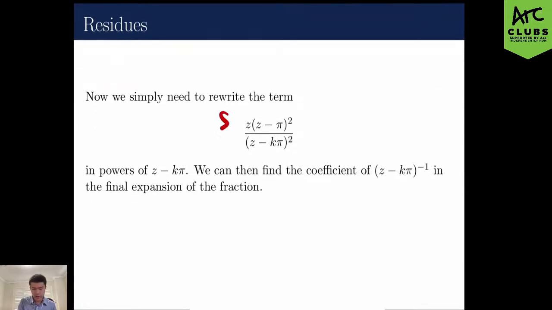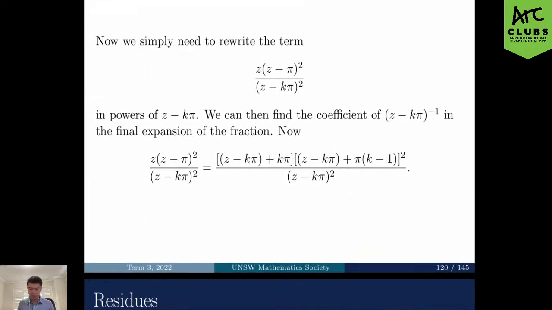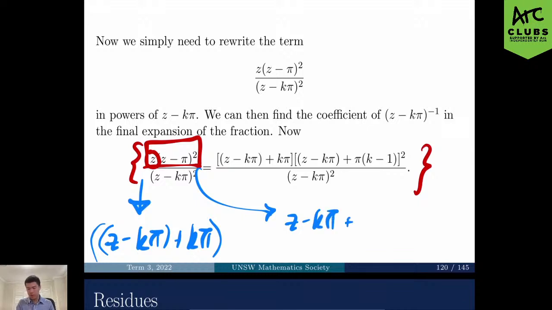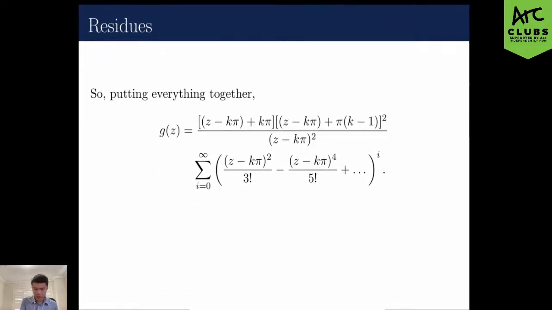So now all we have to do is rewrite the entire term in powers of z minus k pi. Right? And if you actually do all the maths, you'll end up getting something like this. We want to turn the top into terms in terms of z minus k pi. So what you do is the classic trick of turning z into z minus k pi, all the way plus k pi. Same thing over here with z minus pi. You want to do z minus k pi, and then plus k pi minus pi. And so that's what we've done over here. We've changed everything to be in terms of z minus k pi.